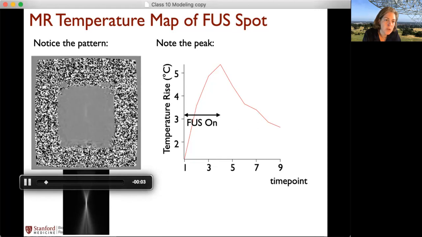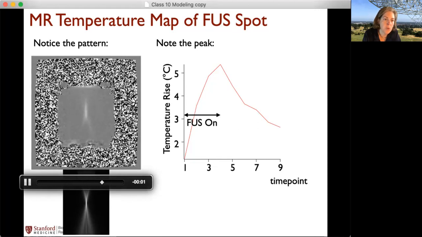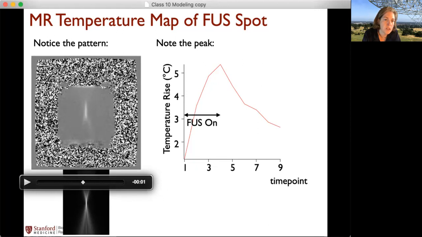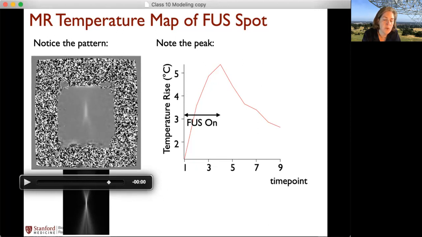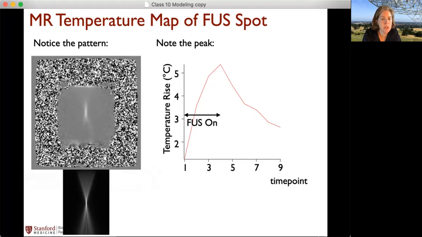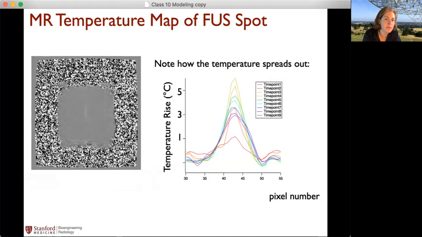The other thing we notice is that the temperature is going to go up in the focal spot when the ultrasound is on, and then it's going to go down again. So the ultrasound's on, the temperature rises, and then it goes down again. The time constants for the rise and the decay aren't exactly the same, but that doesn't matter right now. What we see is that that happens at the peak, but it's really interesting to me what happens over time.